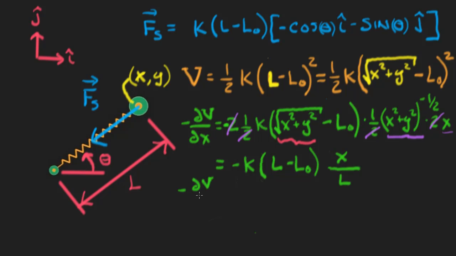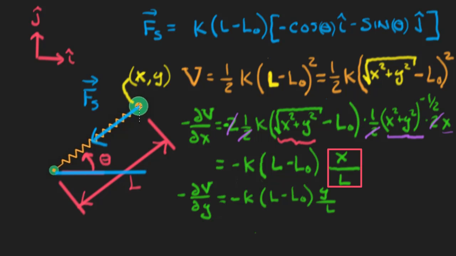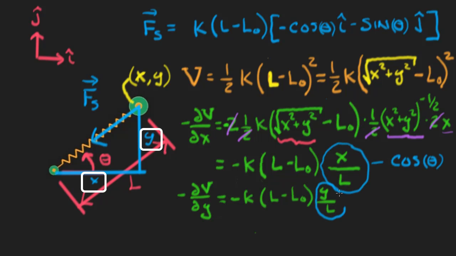Now the other partial derivative, this one with respect to y, it's pretty much the same thing because y appears in the potential the same way the x does. So here's what we get. One of these terms has an x over L, the other one has a y over L. So let's make a triangle and do some observations. Notice that the x over L, that's cosine theta, and y over L, sine theta.